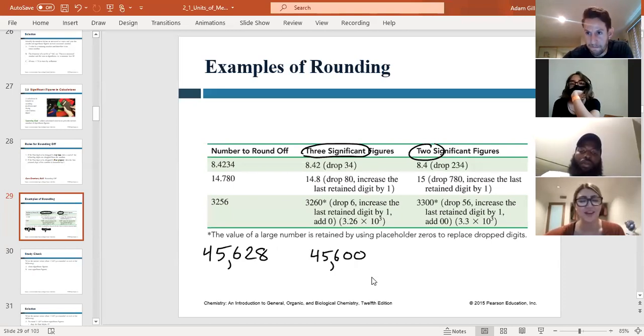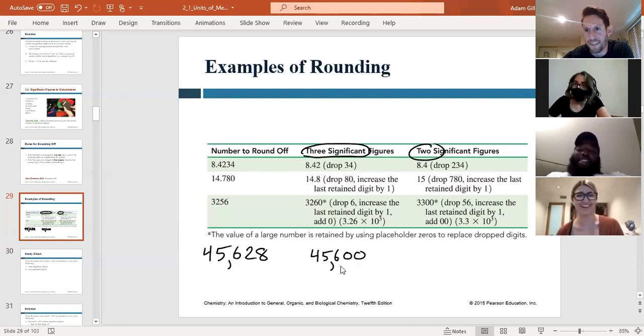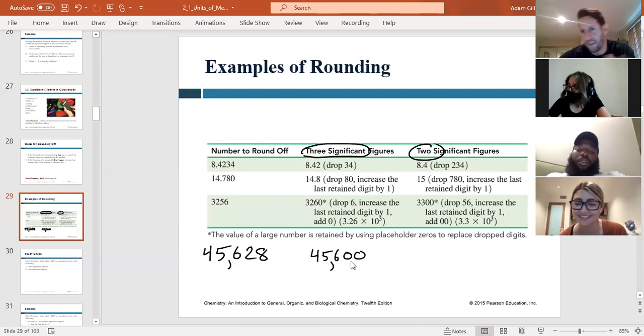45,600. Why? Okay. So this is 45,000, right? When you're rounding it, you only worry about the first 3 numbers, right? Yeah. So the zeros at the end are not significant, but they still have to be there, right? If you didn't have those zeros, this would just be 456. So these are basically placeholders. So you got to have the placeholder there, even though they're not significant. Does that make sense?